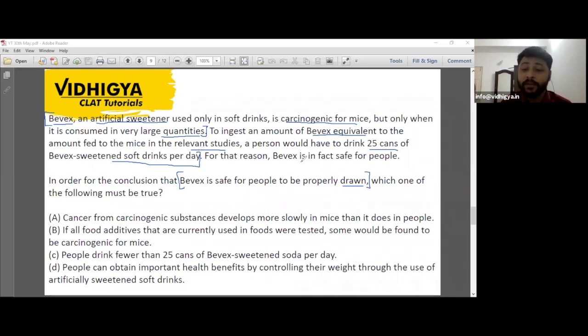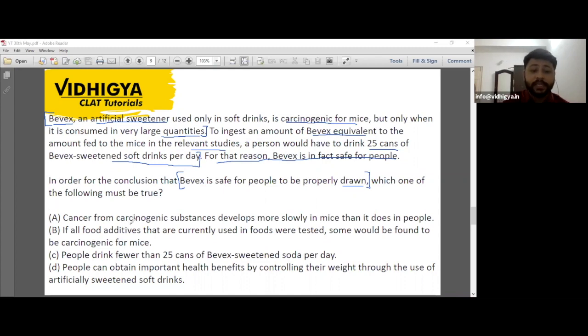And for that reason, Viveks is in fact safe for people. So this is the part where the conclusion in the stimulus is stated. है ना? Conclusion यहाँ पर दिया हुआ है. Now we'll directly go to the answer options and we'll try to eliminate the incorrect ones. The elimination can help you up to the extent where you will get the desired accuracy in the examination.